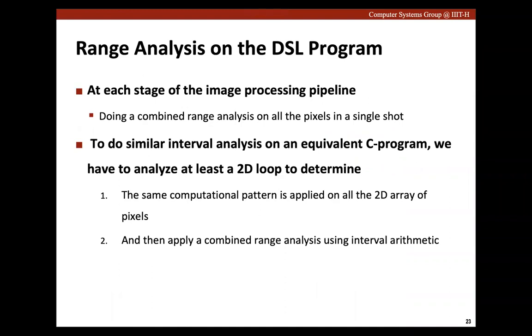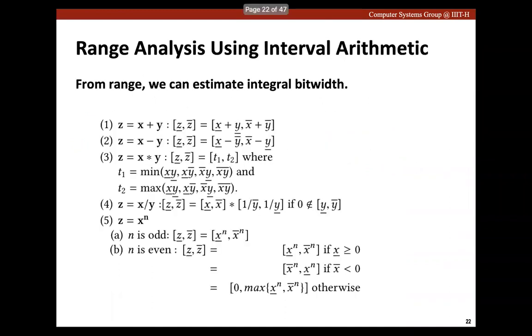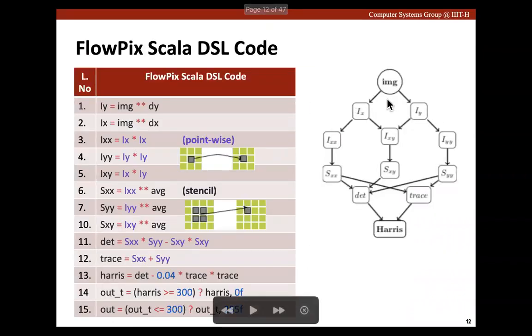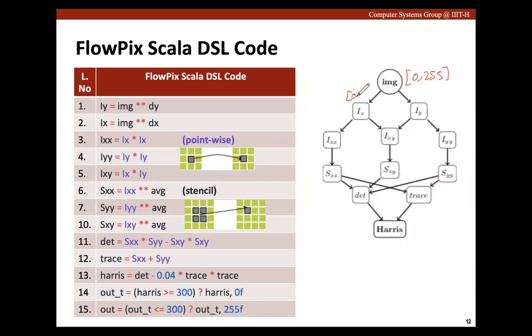So this is the basic idea. This is what we want to do. If you want to go back and see the Harris corner detection, we know the range of the pixels here is 0 to 255. If the input operands are of type 0 to 255, and we apply the stencil operation on a pixel of this, what would be the potential output range we estimate?